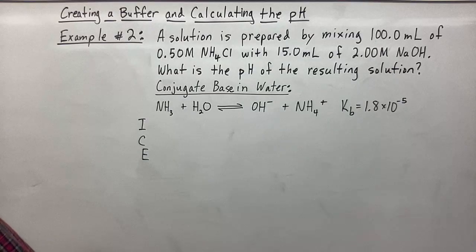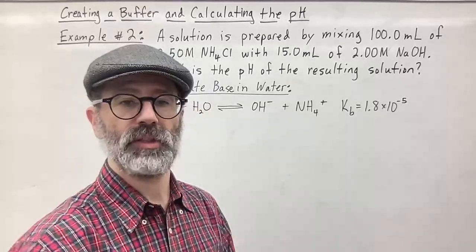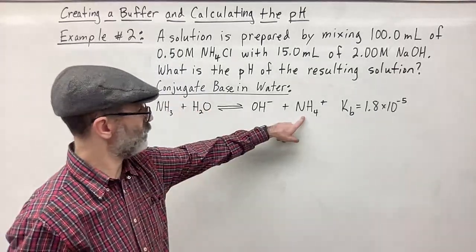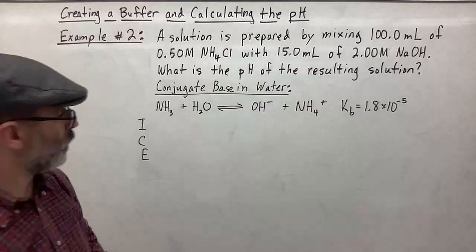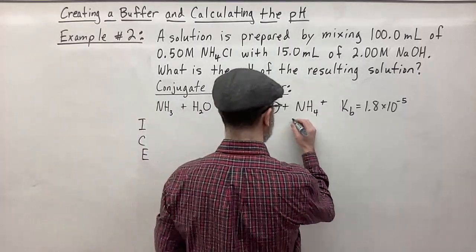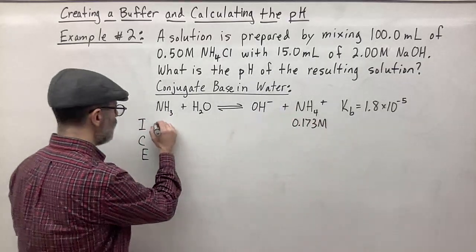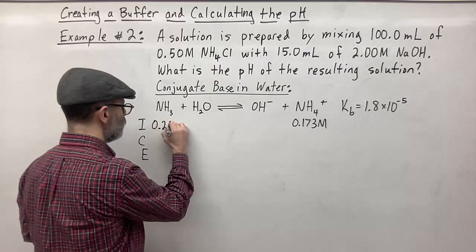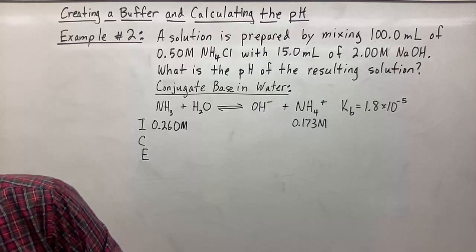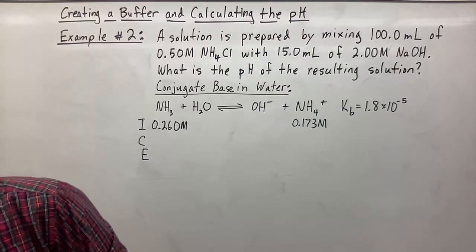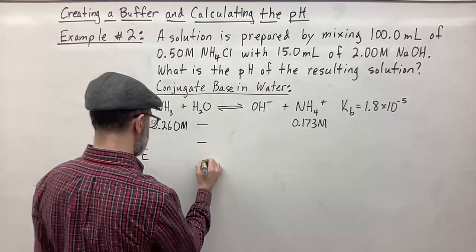So our NH4 plus concentration here was 0.173. So again, that's going to be 0.173 molar on this side. And then on this side, it was 0.260 molar. Let me double check that. Yes, 0.260 molar. Okay, so now, again, we don't care about water.